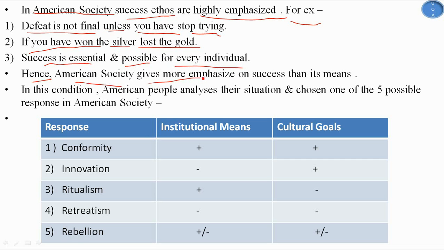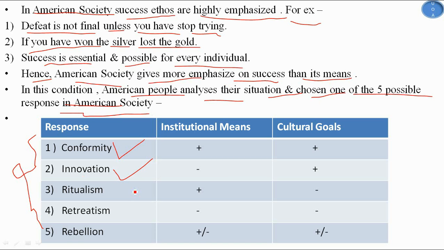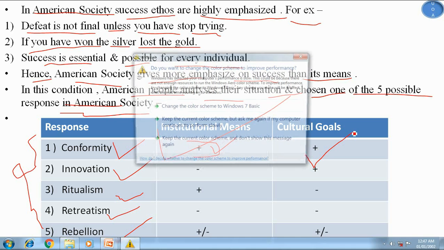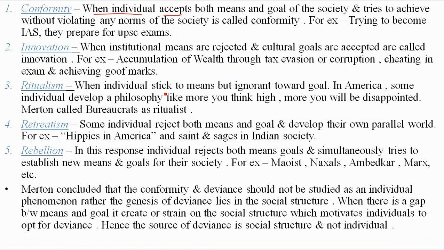So in this condition, American people analyze their situation and choose one of five possible responses. These are the five responses. The first one is conformity, second is innovation, third is ritualism, fourth is retreatism, and the fifth is rebellion. For more convenience I have made this table, so I am going to teach you from here, and please note down this table as it makes it easy to understand. When an individual accepts both institutional means and the cultural goals of the society, and tries to achieve them without violating any norms of the society, then it is called conformity.